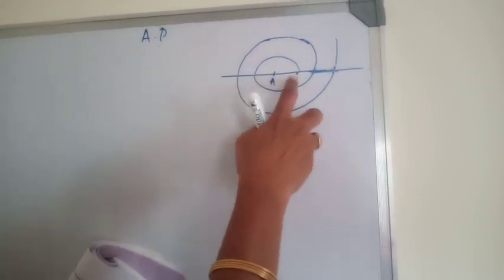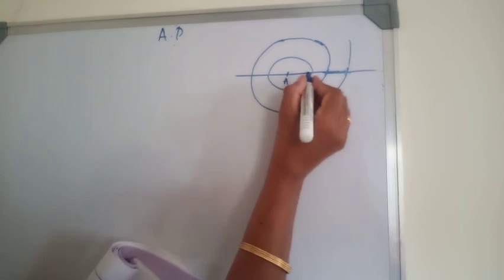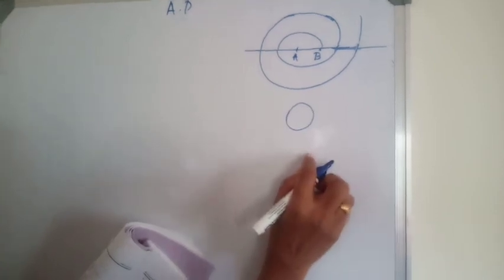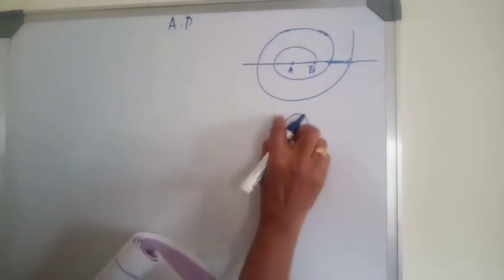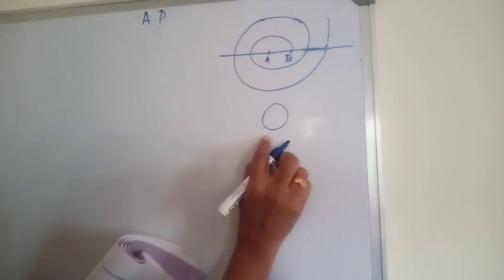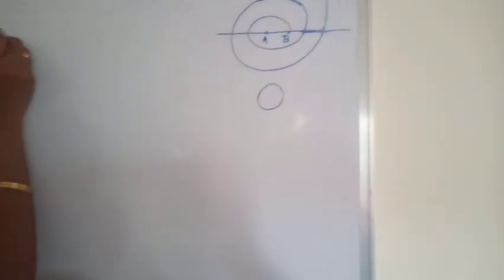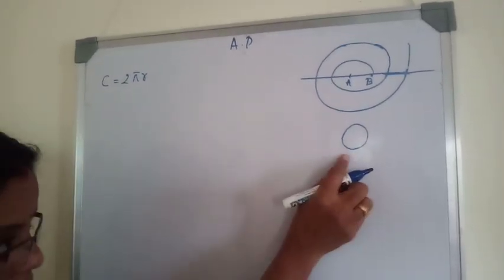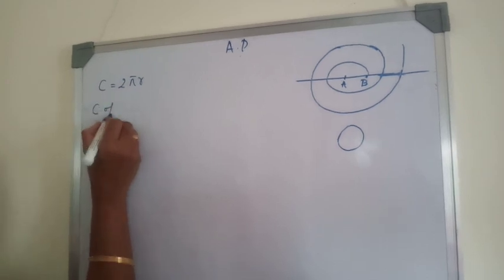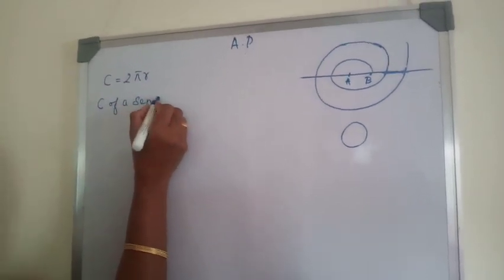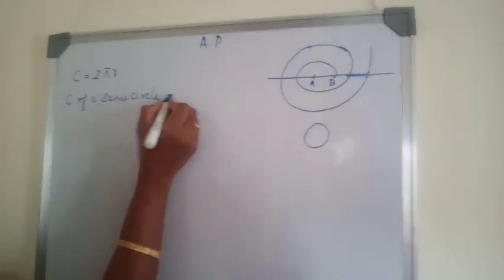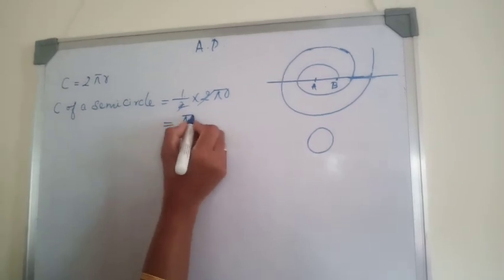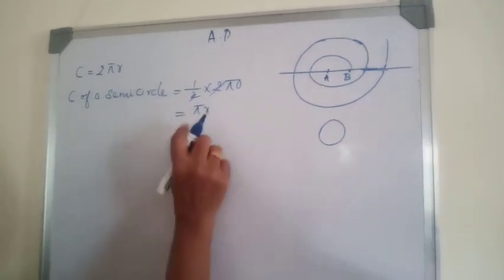So first semicircle. What is the length of one semicircle? Before that, what is the total length of one circle? Length is nothing but circumference. What is the circumference of a circle? The formula is 2 pi r. So circumference of a circle is 2 pi r, which means what is the circumference of a semicircle? Semicircle means it will be half. So half into 2 pi r will be pi r. Each semicircle, the length will be pi r.